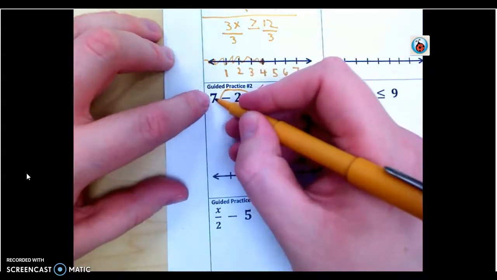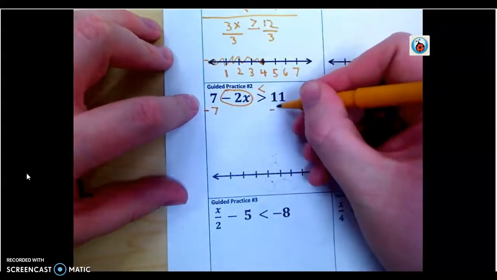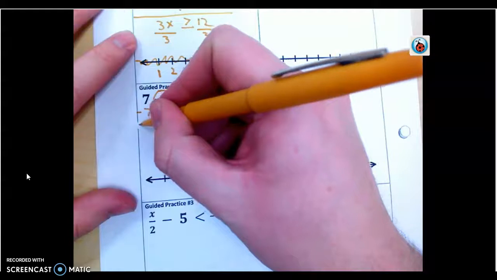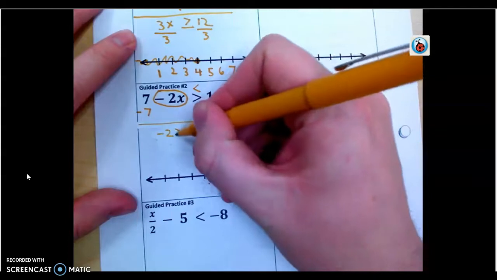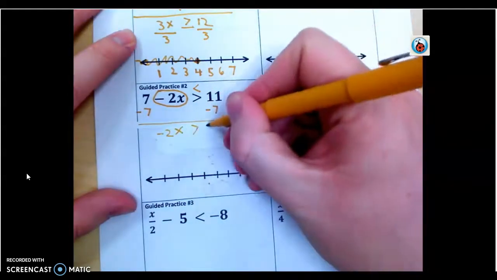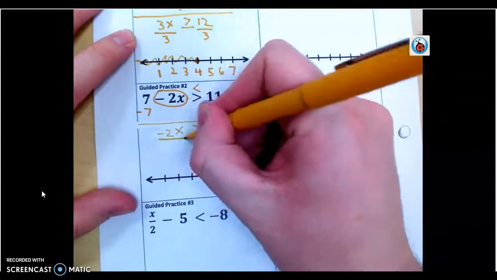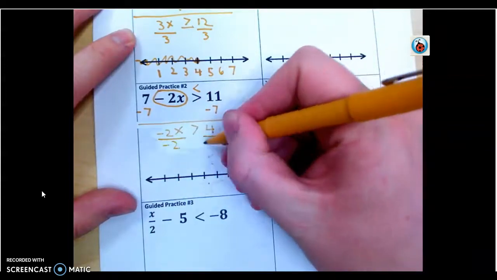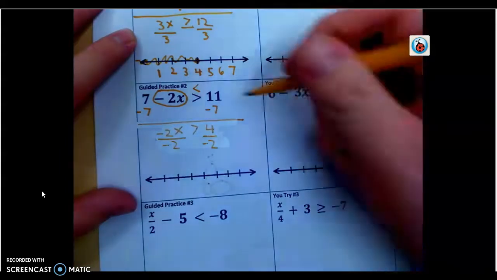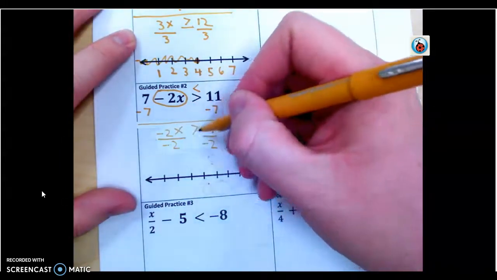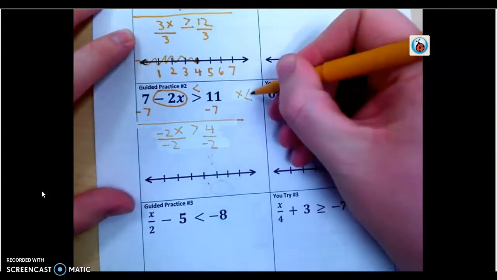So first thing, this is a positive 7. To get rid of positive 7, we need to subtract 7 from both sides. Once you subtract 7 from both sides, we'll be left with negative 2x is greater than 4. 11 minus 7 is 4. We're then going to divide both sides by negative 2. Since we're dividing both sides by negative 2, we know we're going to have to flip the sign. So I'm going to write the answer up here. It's going to become x is less than negative 2.